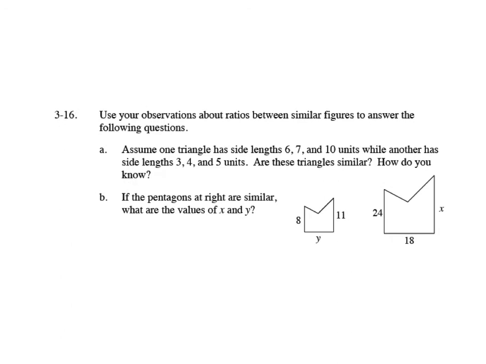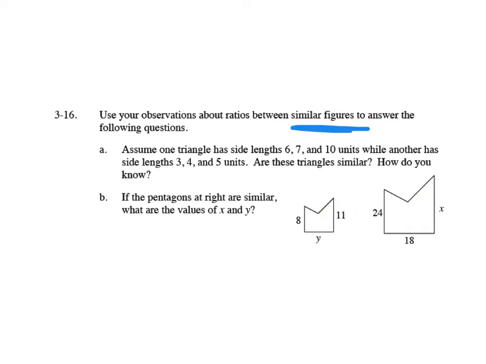This would be another problem that you're going to want to write down on your paper, if you haven't done so already. I'll give you a moment to do so. It says, use your observations about ratios between similar figures. So we're dealing with two figures that are similar, meaning all of the corresponding sides have the exact same zoom factor or scale factor. It says, assume one triangle has side lengths 6, 7, and 10, while another has side lengths 3, 4, and 5. I'm looking at letter A. Are these triangles similar? This diagram, just so you know, has nothing to do with question A.